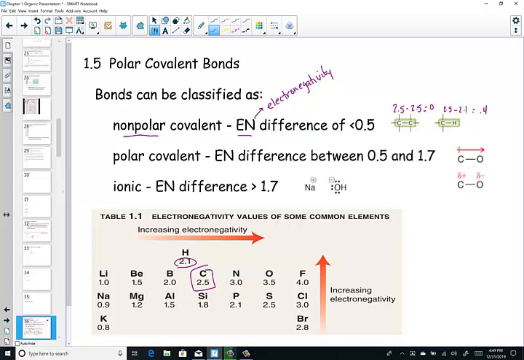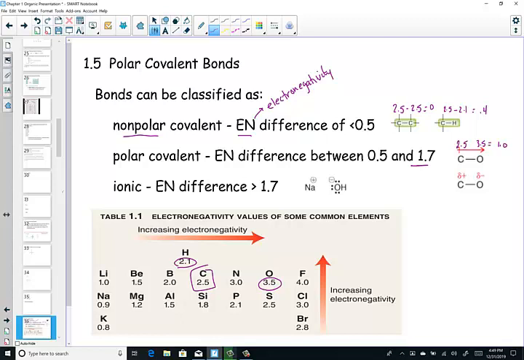If we have an unequal electron distribution, we have a polar covalent bond. And the electronegativity difference would be between 0.5 and 1.7. Carbon, with its 2.5 electronegativity value, compared to oxygen, which is 3.5, gives an electronegativity value of 1.0, which lies in the polar covalent region.